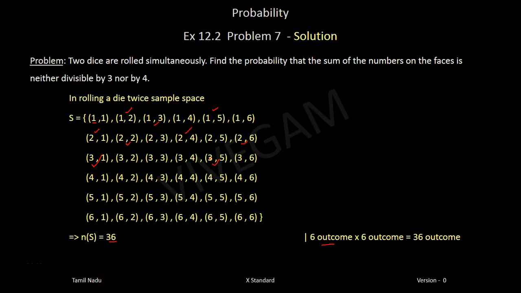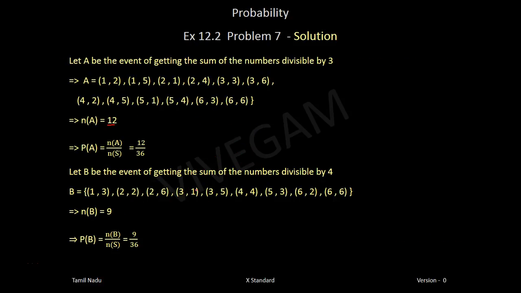Like that, you go through each and every item, and I have listed it for you. These are the outcomes which are favorable for B, which is nothing but divisible by 4. Now you check anything. 3 plus 1 is 4, divisible by 4. 4 plus 4 is 8, 8 is divisible by 4. 6 plus 2 is 8, 8 is divisible by 4.